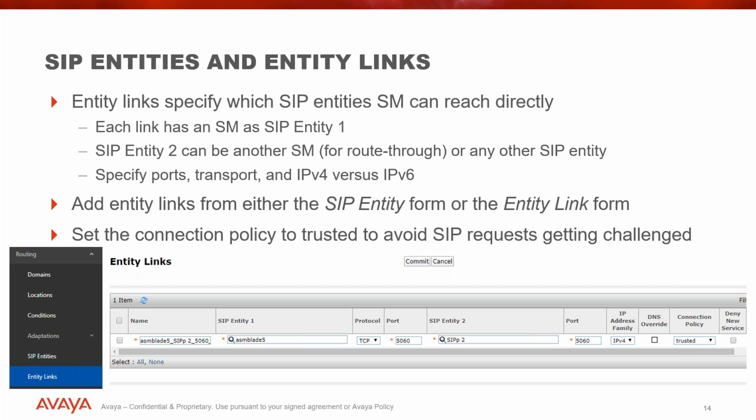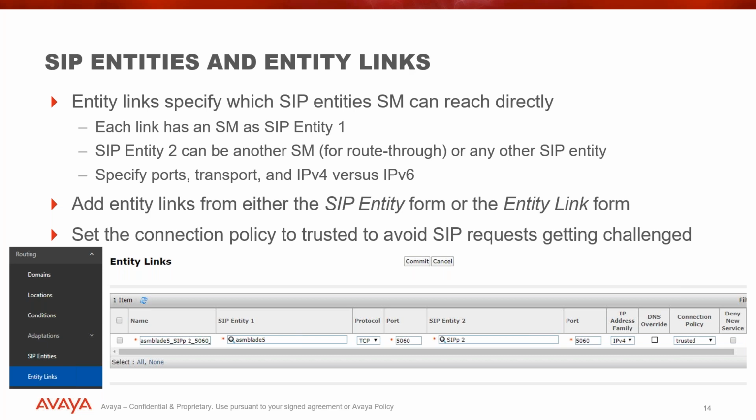Now, one troubleshooting tip: if your entity link doesn't seem to be working and you're using TLS, I like to try it as TCP just to see whether the problem is a general networking problem or whether it's specific to TLS, maybe a certificate problem. The ports on either end, those are the listen ports on those ends. By default, they're going to be 5060 for TCP or 5061 for TLS. You are, of course, free to change that.